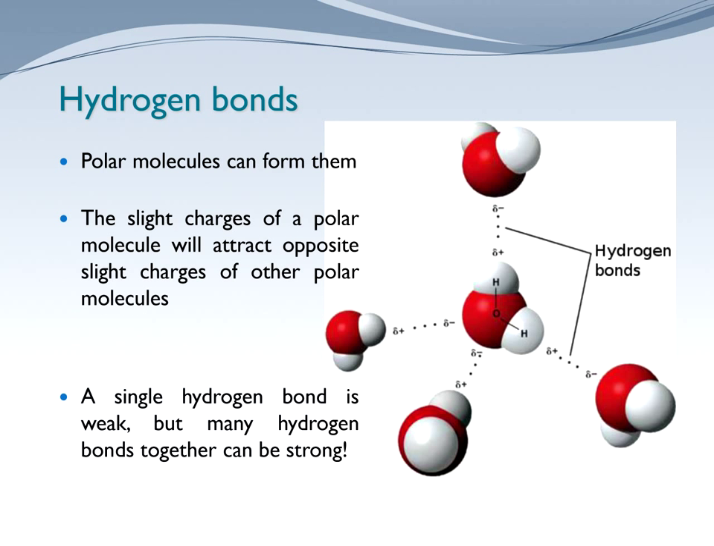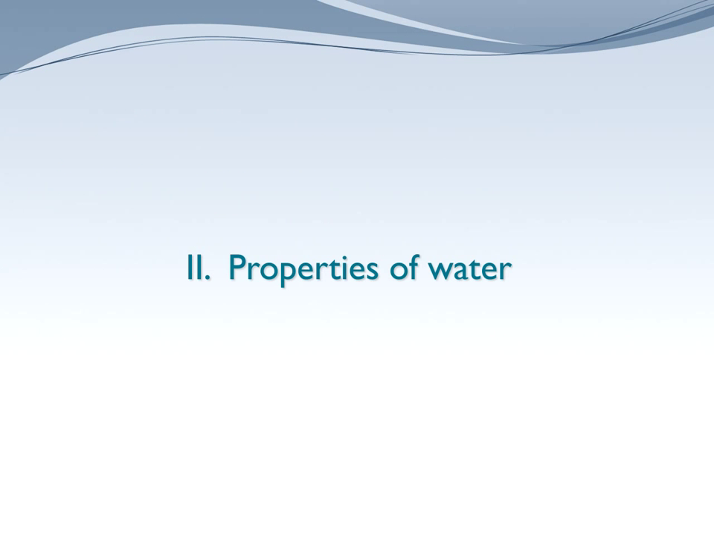Polar molecules like water can form another kind of bond called a hydrogen bond. Hydrogen bonds are caused by the attraction between slight positive and slight negative charges. These attractions are fairly weak. However, many hydrogen bonds together can be very strong. This diagram shows the hydrogen bonds that form between different water molecules. The hydrogen bonds themselves are drawn as dotted lines.